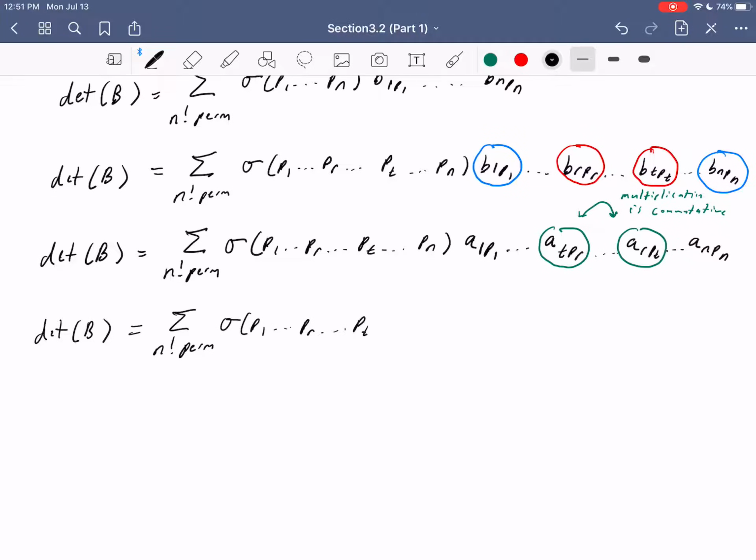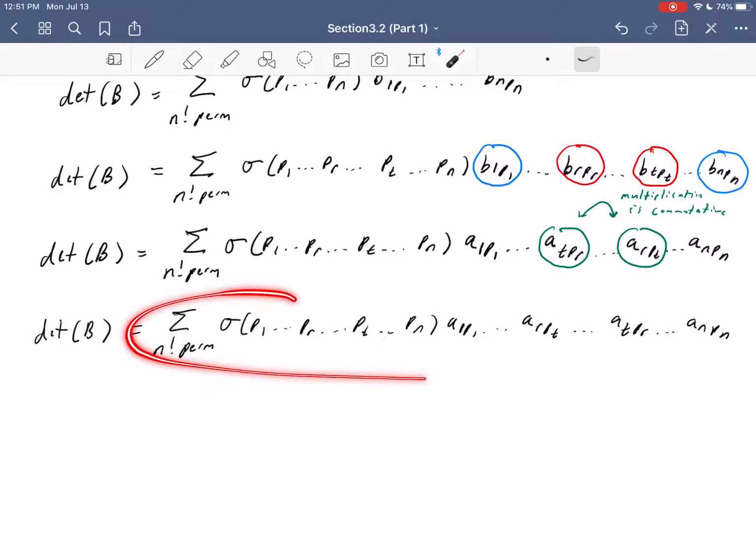PR, PT, PN, A1P1, down to ARPT, ATPR, ANPN. Okay. Now, for this to actually fit the definition of the determinant, each of these is supposed to match up with each of these. So you'll notice something is sort of off. We hit P sub R here in our permutation, but we use P sub T as the column position for this. And that happened, of course, because we went from B to A.